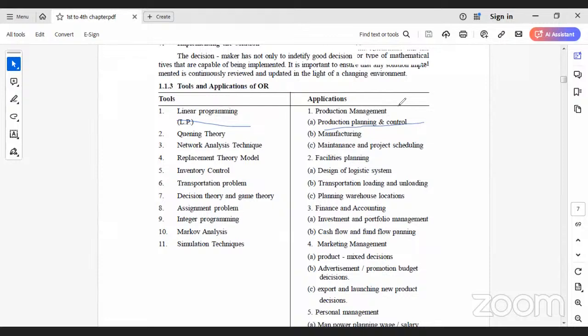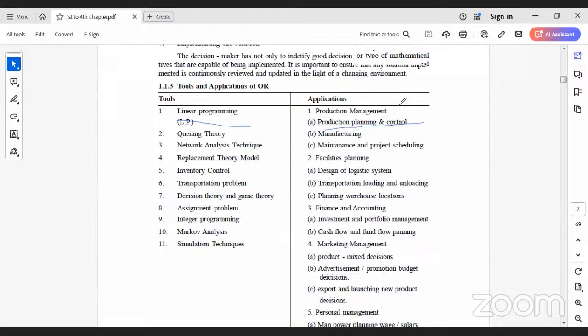The application part has one thing, the tools have another. In tools, we are just identifying what LP is. But in the application part, we are not going into the theoretical part. How to plan, how to control here, how to manufacture here, and how to do project and scheduling here. We are taking here network analysis, queuing theory as tools, network analysis technique, replacement theory model, inventory control, transportation problem, decision theory and game theory, assignment problem, integer programming, Markov analysis, simulation technique. These are all the tools.